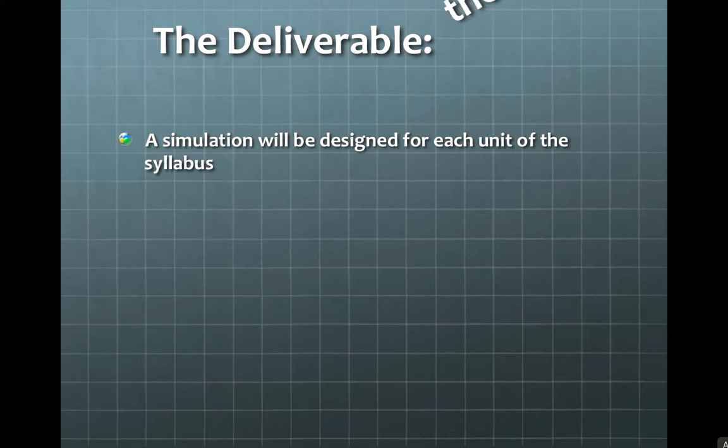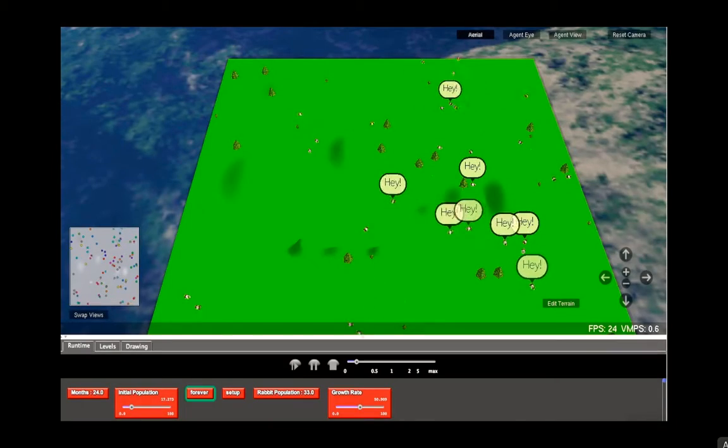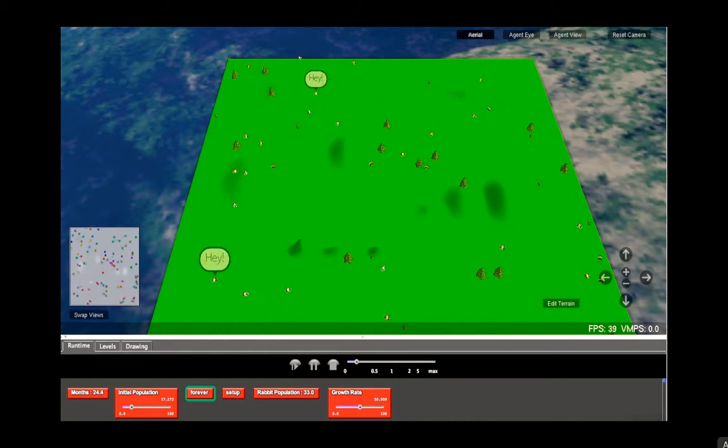My intended deliverable will be a curriculum that contains a series of simulations of real-world phenomena. This simulation demonstrates the growth of a rabbit population over time and can be used as a study of the concept of exponential functions or even logistic functions.